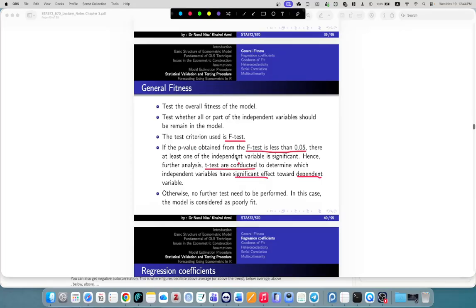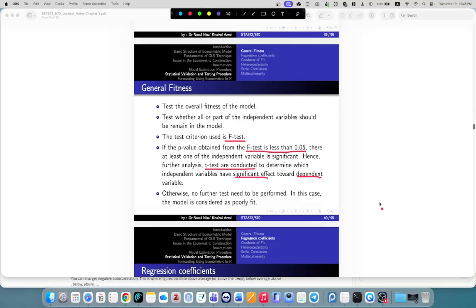Suppose that for this step, you perform the F-test and the p-value for the F-test is more than 0.05. So what you do is you have to reconstruct your model. You have to reconsider your independent variables, meaning that you cannot proceed with the next step because your model is poorly fit. So that's why the first step here is very important to see the general fitness of your model.